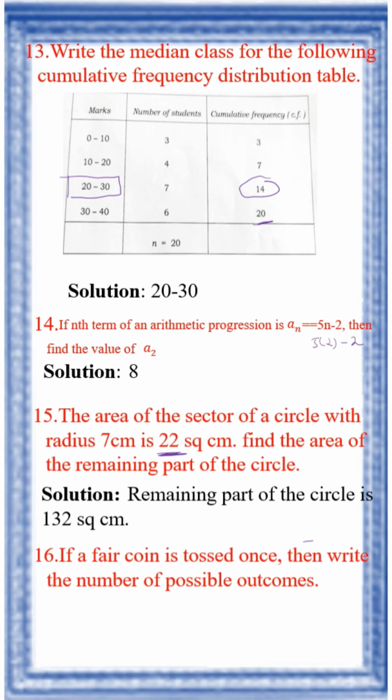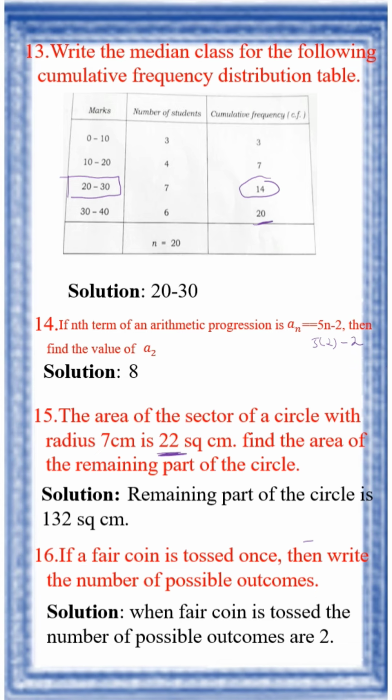If a fair coin is tossed once, then write the number of possible outcomes. When a fair coin is tossed, the number of possible outcomes is 2, either head or tail.